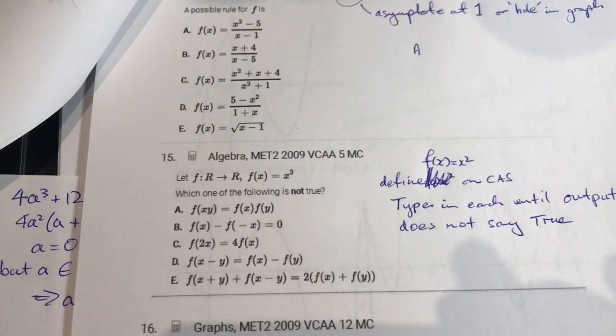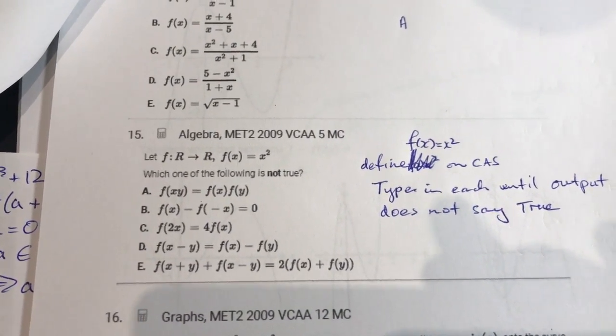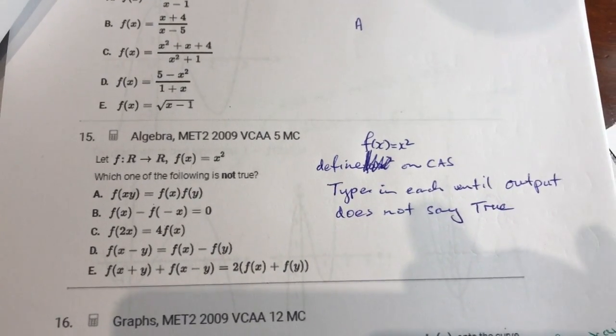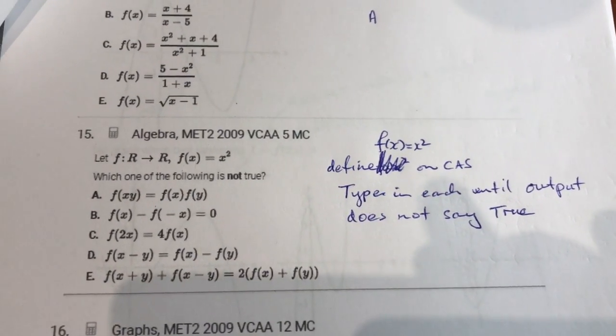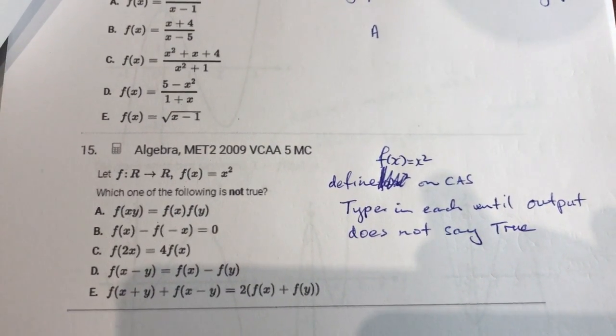Question 15. You can just define your function f(x) equals x minus 2, and then you just type in those equations exactly as they appear, and they should say true all except 1.